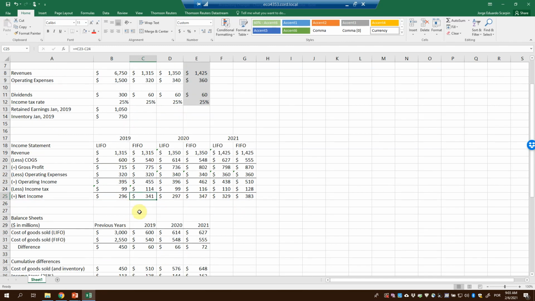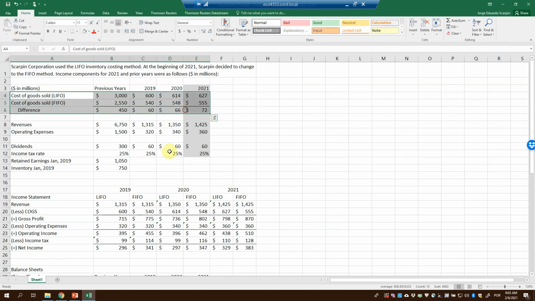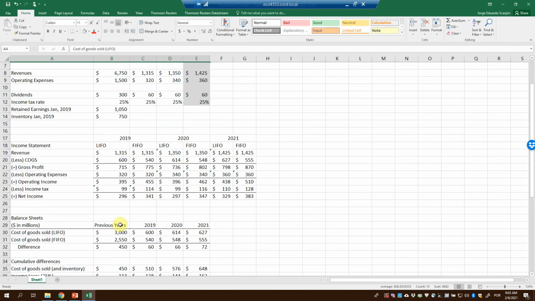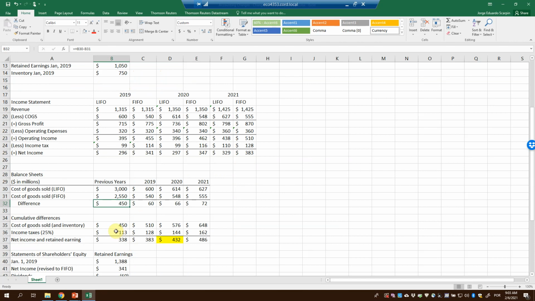Balance sheets, what do we have? We copy and paste these numbers here. Cost of goods sold and LIFO and FIFO. So here we have our difference. Cumulative difference, cost of goods sold and also inventory. 450, and how much the income taxes?